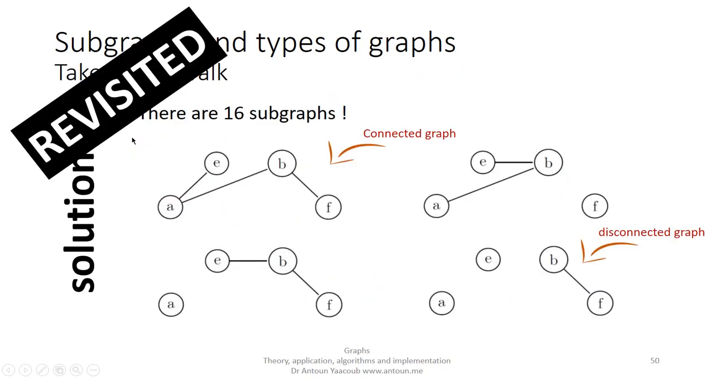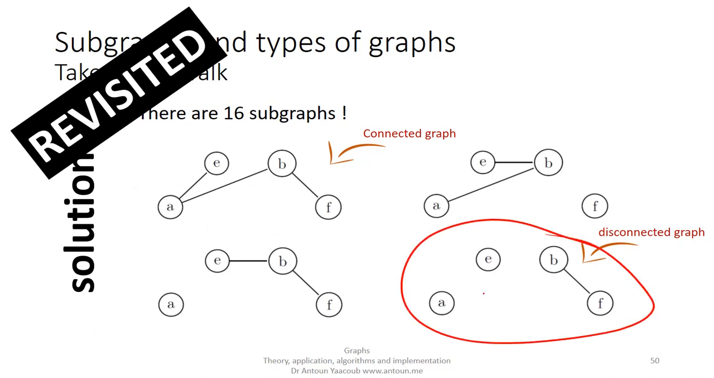Let's continue. We have here a revisited graph slide. As you have seen here, we say that this graph is connected because there's a UV path between each pair of vertices. This graph is not connected because, for example, there's no UV path between A and B. So this is what connected and disconnected mean.